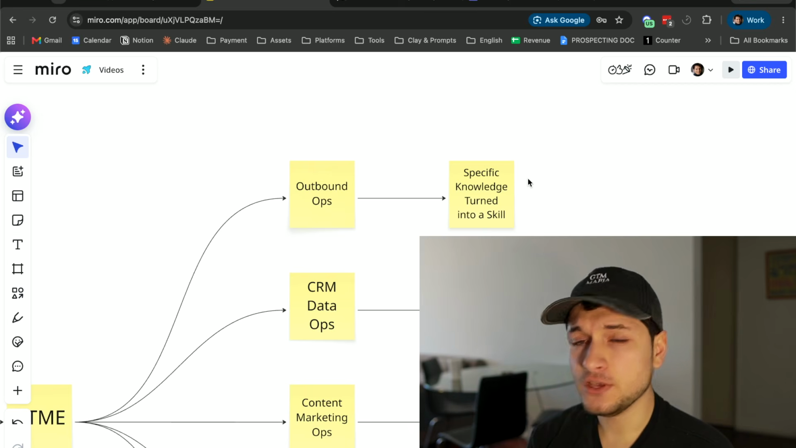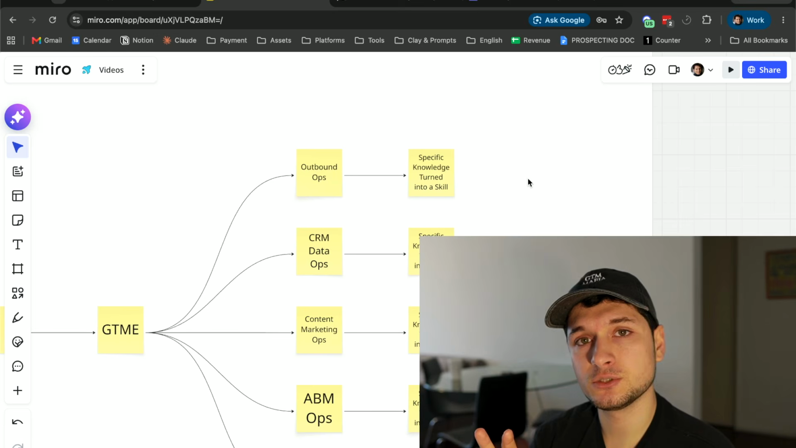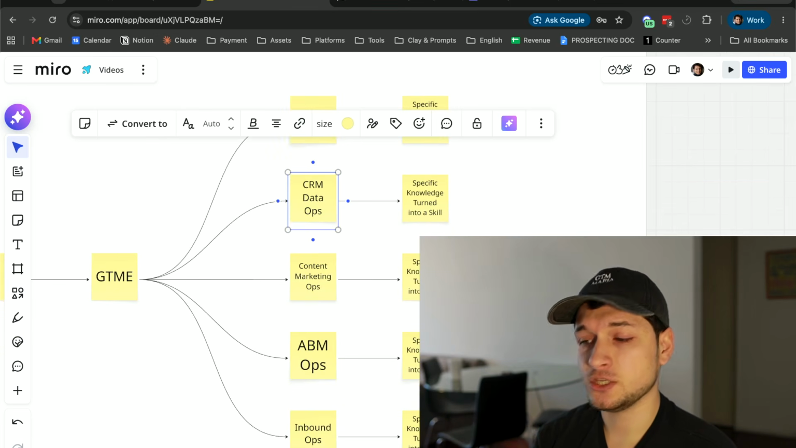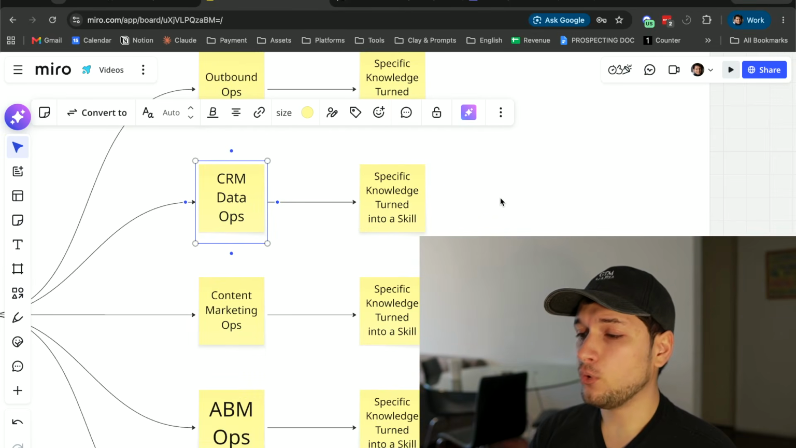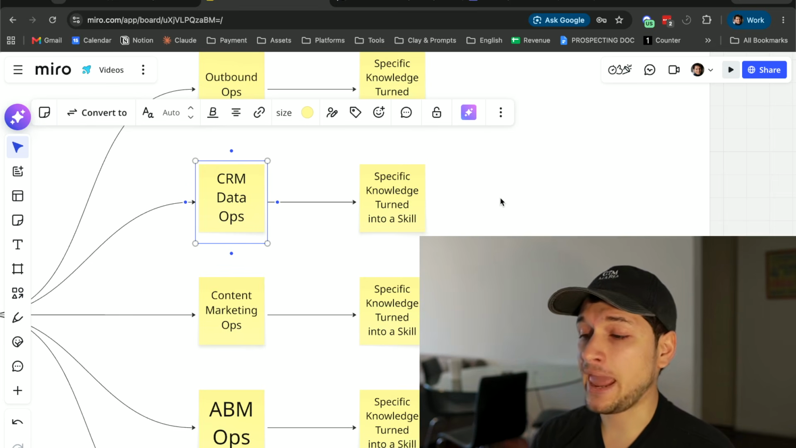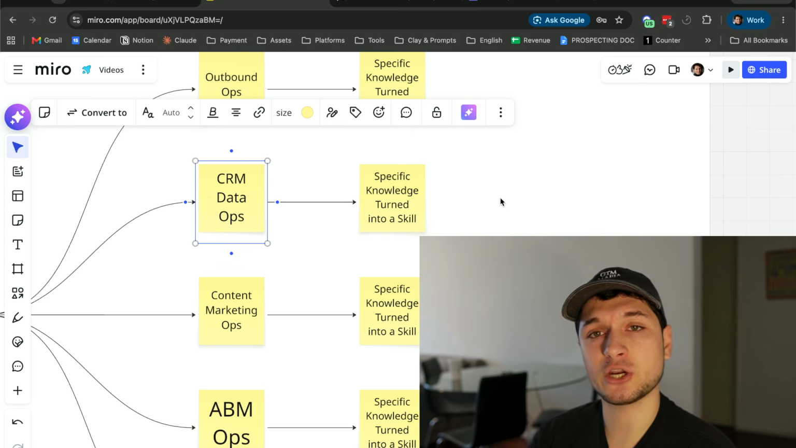Okay? This very little improvement can basically double the efficiency of a normal SDR. That's the beauty of it. Okay, so sales operation. Then CRM data operation, as I said before. For example, CRMs are broken. They're missing data. Account executives cannot find the right context. Marketers cannot create the right campaigns.